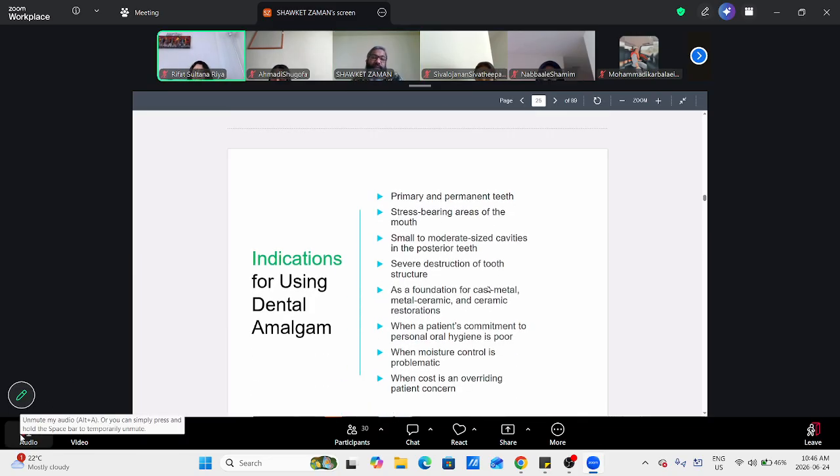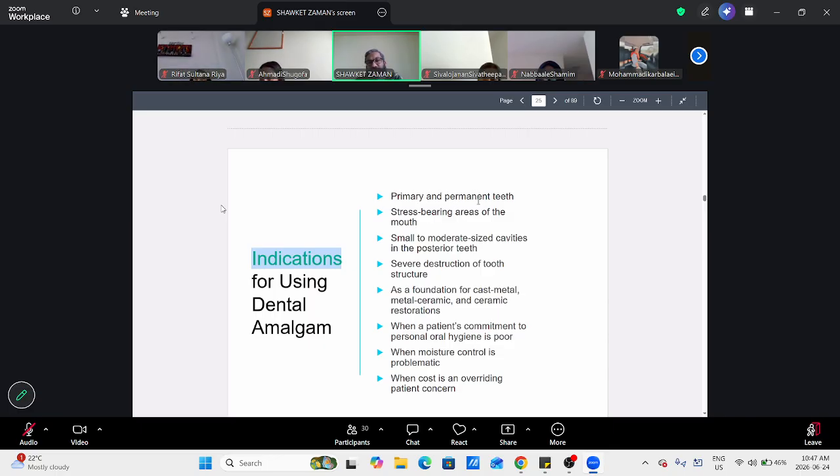What is the use of these materials? As you can see here, these are the indications. Indication means where we can use it. So this can be used for primary teeth, then permanent teeth, that is, deciduous teeth or permanent teeth. It can be used in a stress-bearing area, that is, the premolar and molar occlusal surface. It can be used for cavities in the posterior teeth.